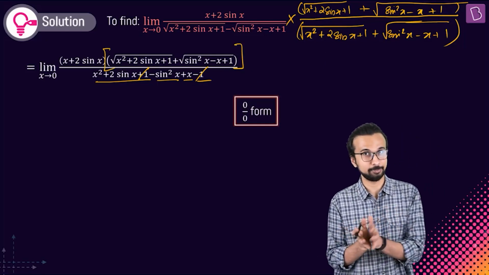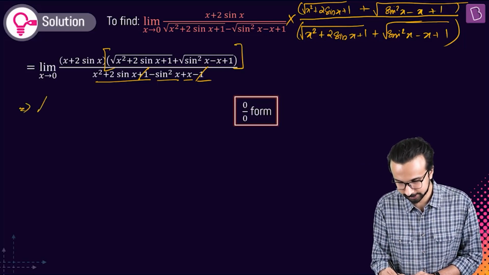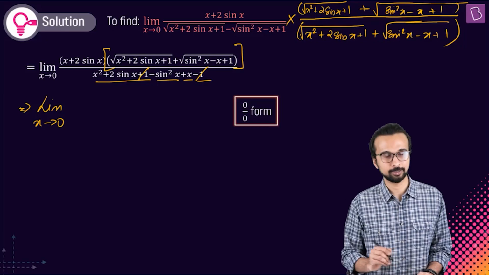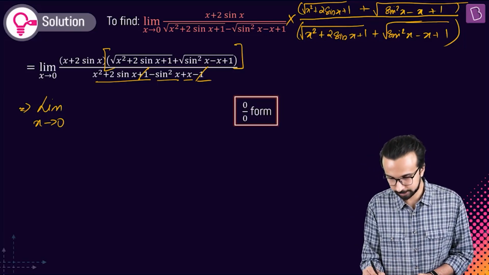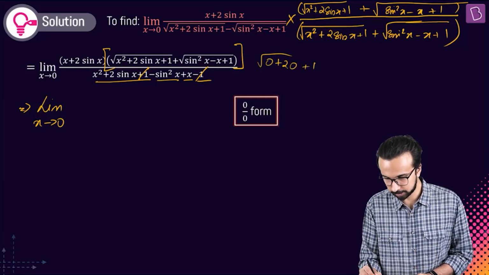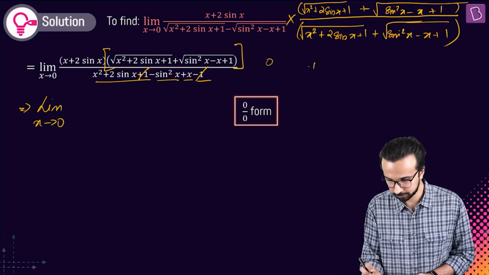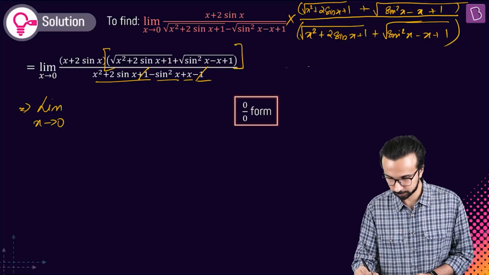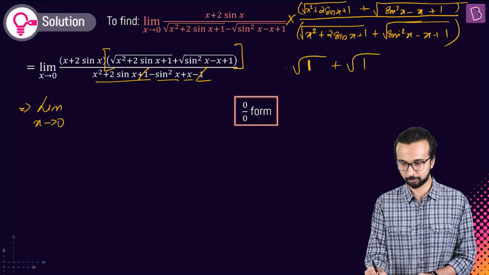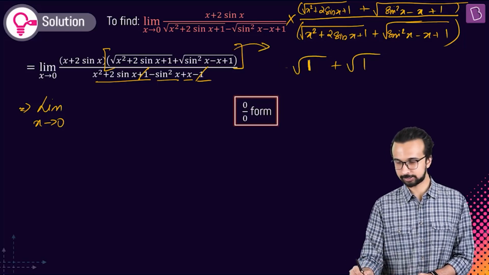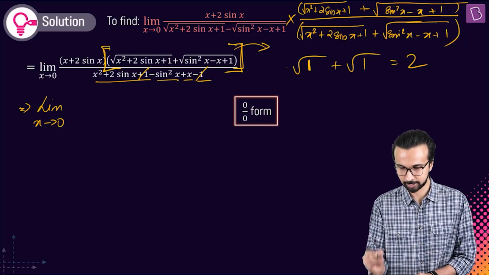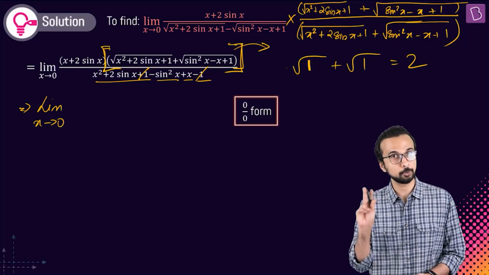Let's take that limit separately. So this becomes limit x tending to 0. What do we get? When I put x tending to 0, this becomes root of 0 square plus 2 into 0 plus 1. 2 into 0 is 0 itself. Plus 1. So we get root of 1 plus again root of 1. So this is coming out to 2 here. So this limit inside these yellow brackets, guys, is coming out to 2.